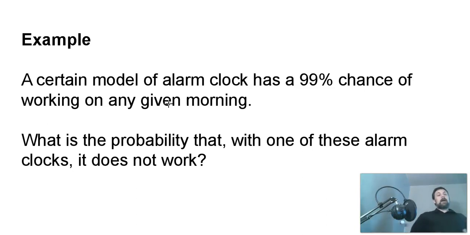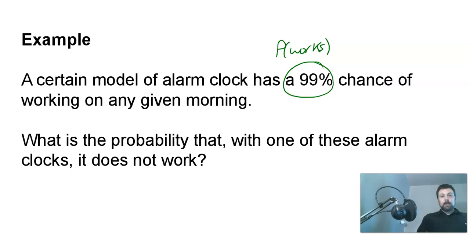What is the probability that with one of these alarm clocks, it does not work and you oversleep and you get in trouble at your job or school because of that? So here we would use a complement because we're given the probability that it does work, right? So the probability that the alarm clock works is 99%, which is 0.99 as a decimal. I want to find the probability that it does not work.